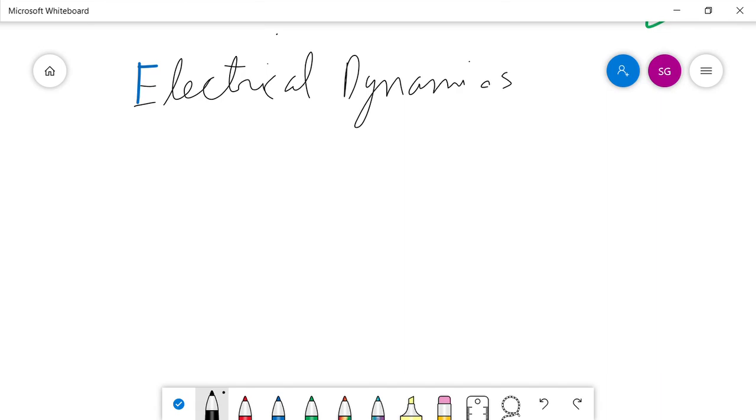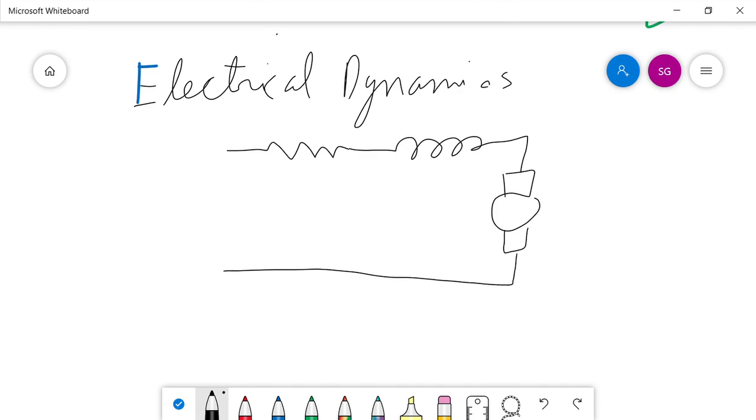Electrical dynamics depends upon the circuit diagram of your DC motor. So let us draw the circuit diagram. Circuit diagram, you all know, it is very familiar to you. We can represent one armature resistance, then one inductance. This is the armature of the DC motor with a field winding.